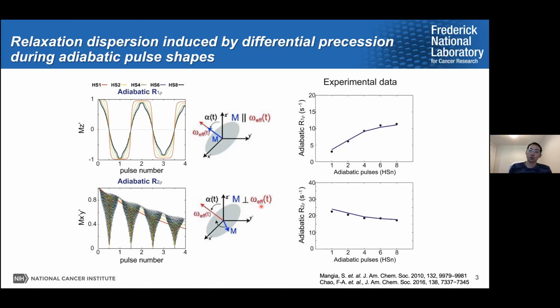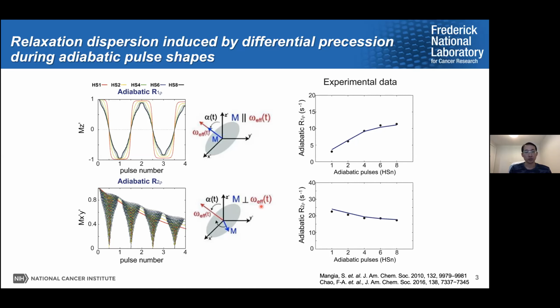So by changing the stretching factor of the adiabatic pulse, in this case we are using hyperbolic secant, in the equation there's one parameter. Basically, you can change the number. Then you basically can tune the trajectory of your bulk magnetization. So the longer your bulk magnetization stays on the plane, the more R2 rate you will incorporate.